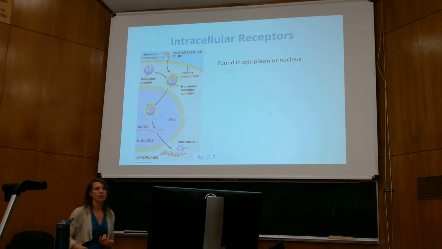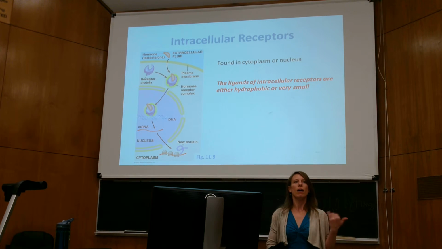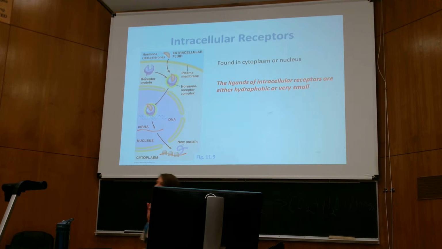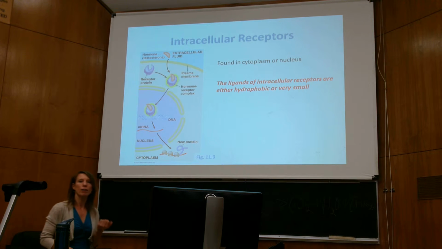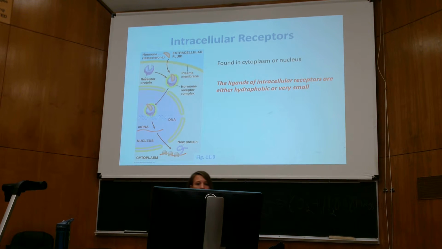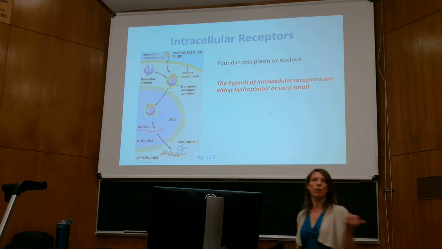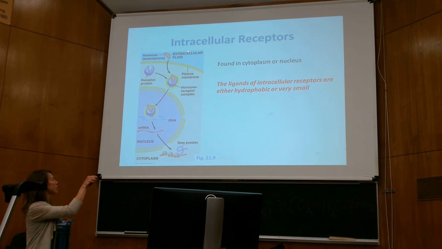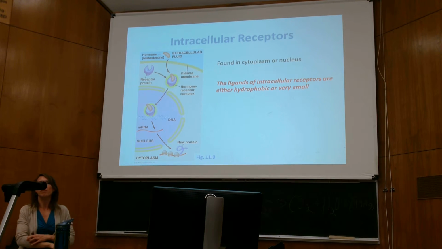So most of these ligands, these signals that are sent to cells that have intracellular receptors, are going to be non-polar hydrophobic molecules, typically like testosterone or estrogen or things, hormones like that, that are hydrophobic or really small. That way they can just pass through the cell membrane and then reach the receptor wherever it is.